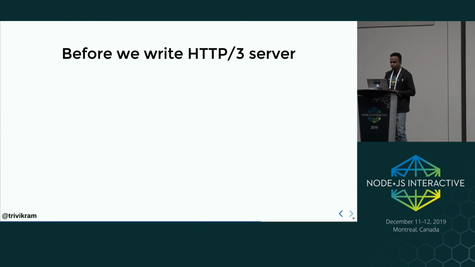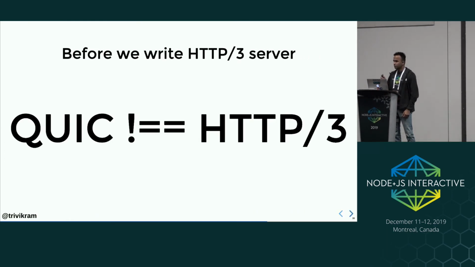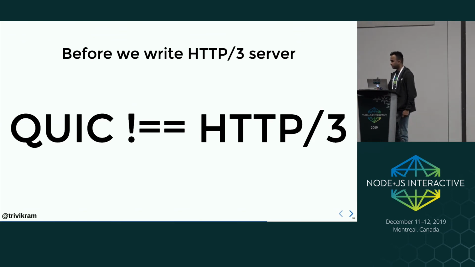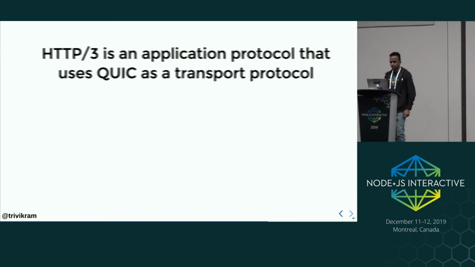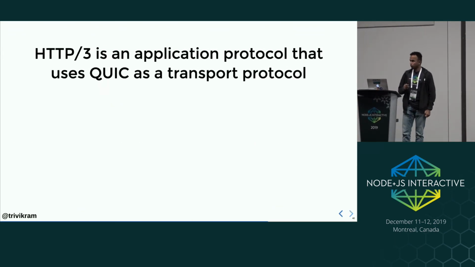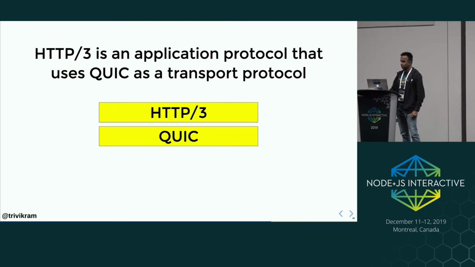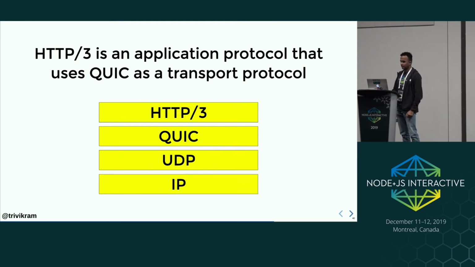So before we write the HTTP server, remember this: QUIC is not equal to HTTP3. These terms will be used interchangeably, but they are not the same. HTTP3 is an application protocol which uses QUIC as a transport protocol. So you have HTTP3 on top of QUIC, then on top of UDP, and then IP.